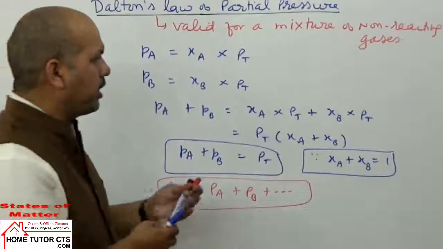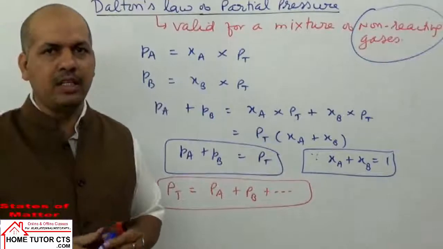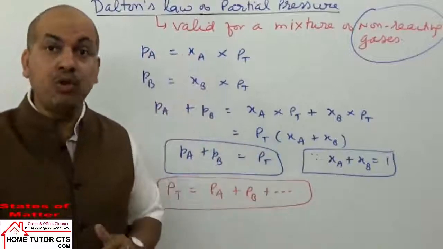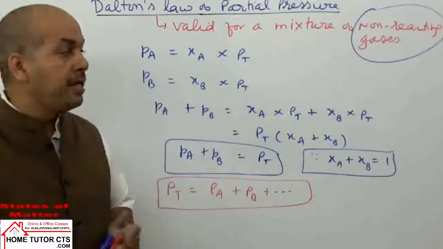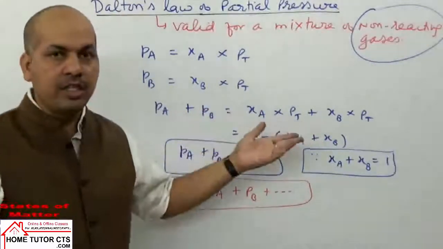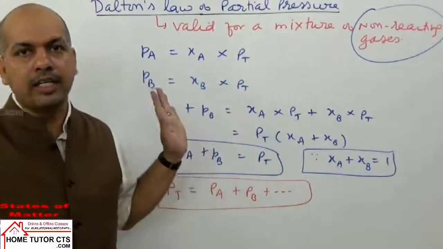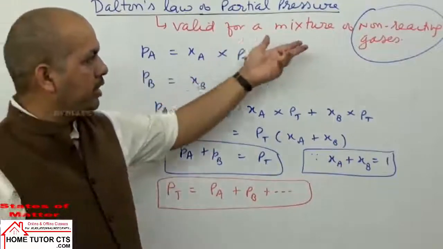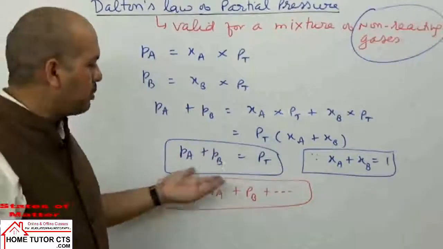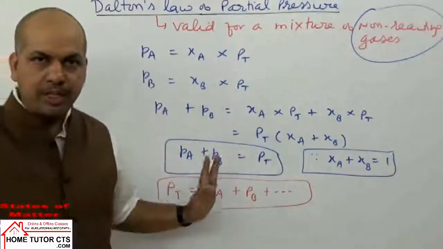Now we have used one phrase again and again: mixture of non-reacting gases. Why this only? Why not reacting gases? The simple logic is that if the gases in the mixture react mutually, then the number of moles will change. If the number of moles changes, the mole fraction will change. When the mole fraction changes, the partial pressures change. That's the reason why we take a mixture of only non-reacting gases. So this expression may not remain valid because of chemical reactions. I hope this first point is clear.